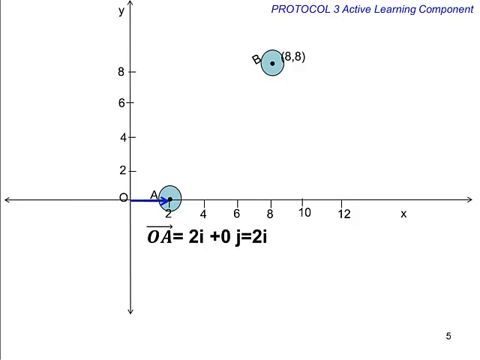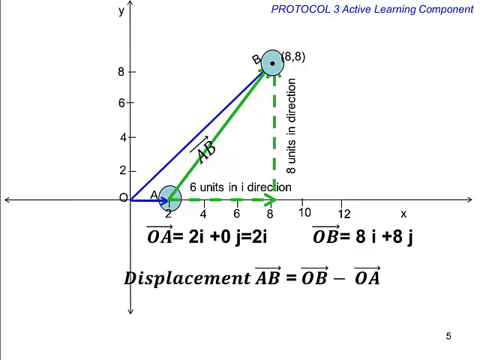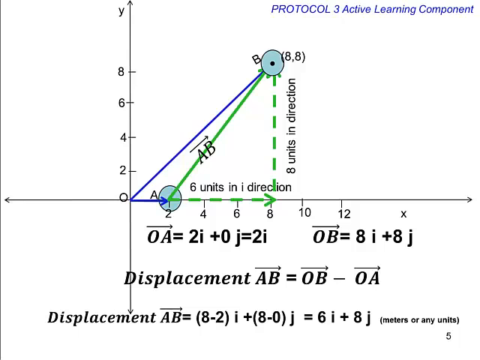What is its position vector? Its position vector OA is 2i plus 0j, or we say, just 2i. Now imagine you moved this ball from (2, 0) to another location B, (8, 8), in the xy plane. What is its new position vector? We can see that the new position vector OB is 8i plus 8j. Finally, the displacement vector is vector OB minus vector OA, that is 6i plus 8j units.